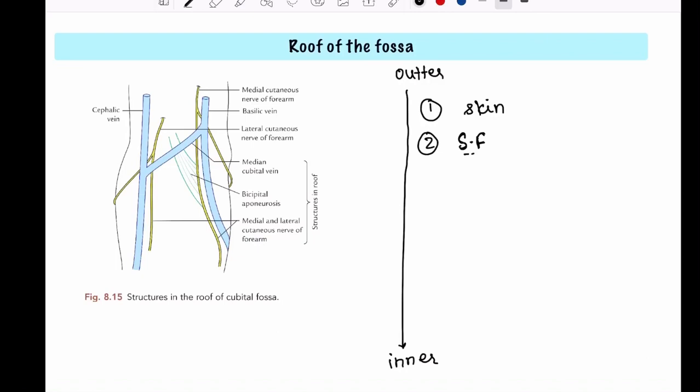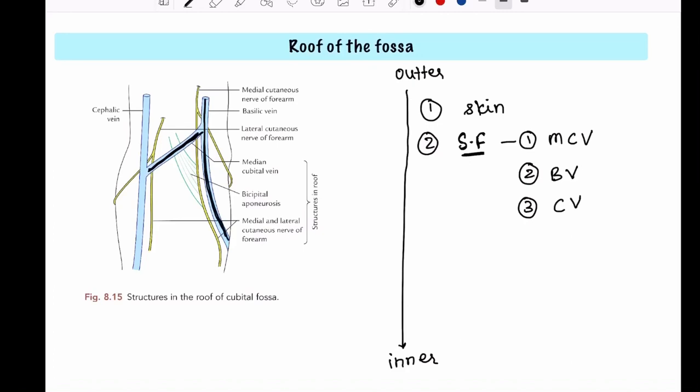Now, the superficial fascia contains three veins. First is the median cubital vein. Second is the basilic vein. The third is the cephalic vein. Now let's see it in the figure. This is the median cubital vein. This is the basilic vein.